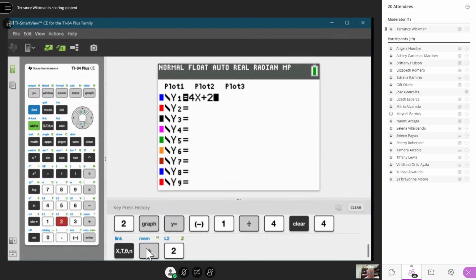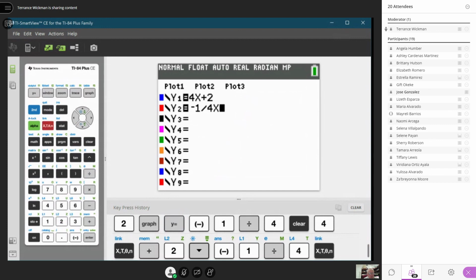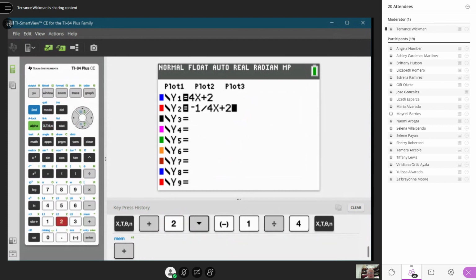And we know what that looks like. It'll graph them both at the same time. So we're going to put in here a negative 1 divided by 4 x. Put plus 2 again. And we'll see. Everything is the same except for the slope. And let's take a look. Graph.